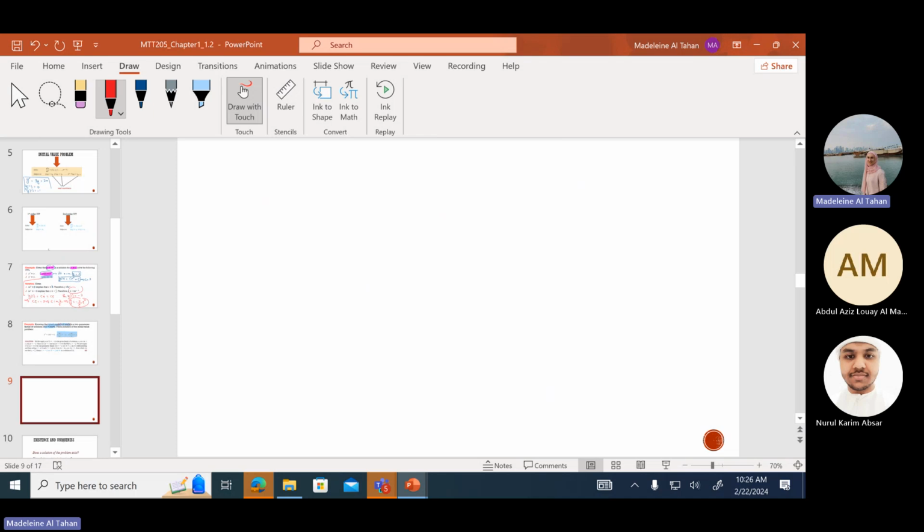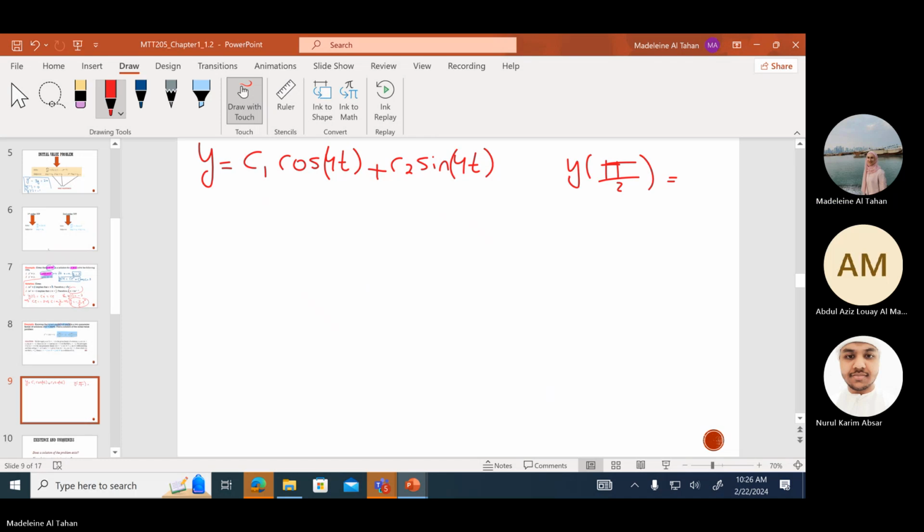Okay, let's check part first. Y is equal, guys, an answer for this one. Plus C2 sine 4x. We have y of pi over 2 is equal to what, miss? Y of pi over 2 is minus 2. And y prime of pi over 2 is 1.